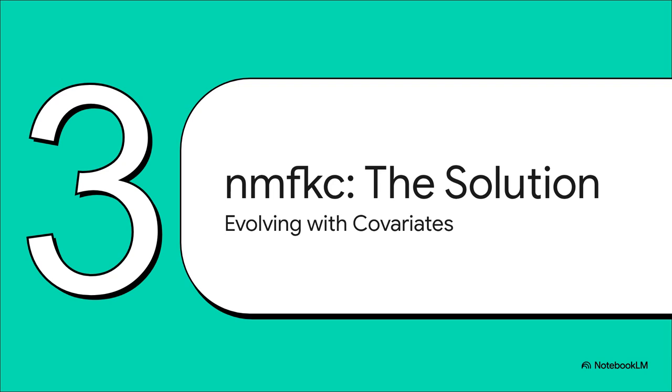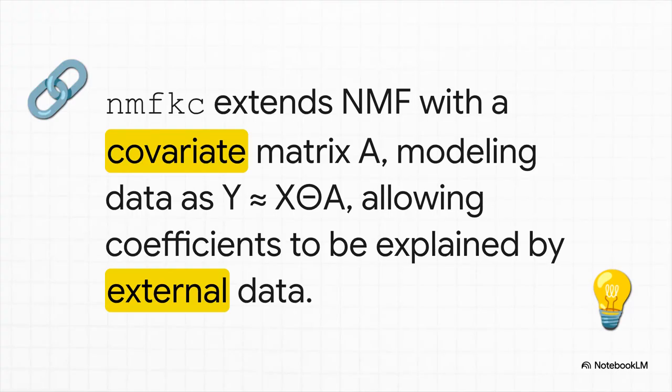And this, my friends, is where nmfkc comes to the rescue. This is the solution that lets us take NMF to the next level. The magic is all in this one little change to the formula. Instead of just Y equals X times B, we now have Y as approximately X times Theta times A. And that A at the end, that is the game changer. That's our matrix of covariates, our explanatory variables.